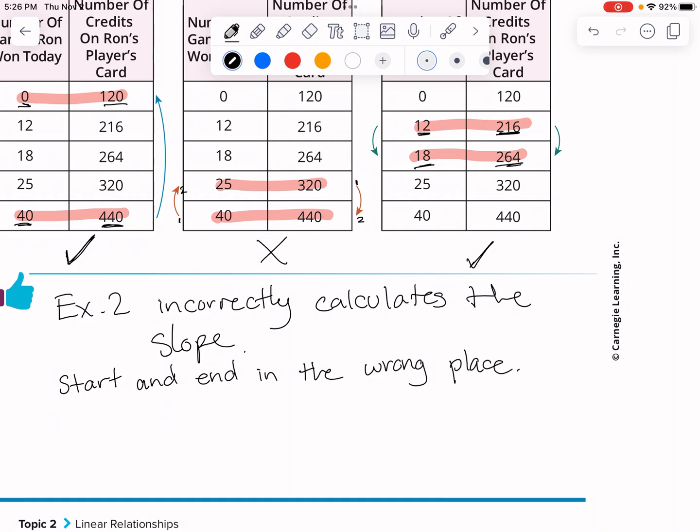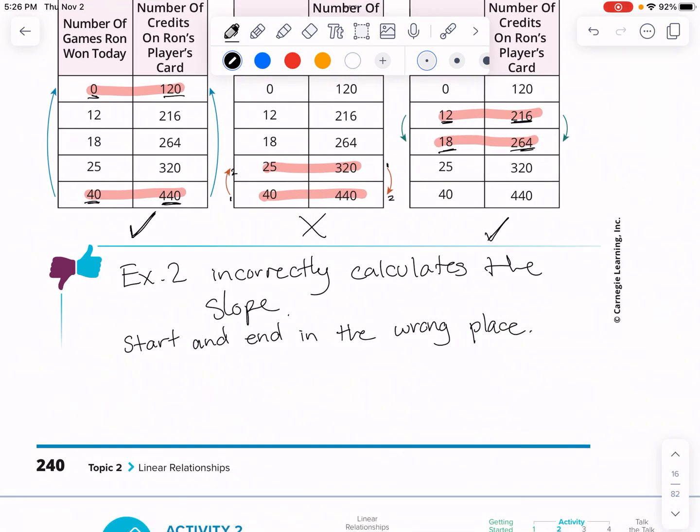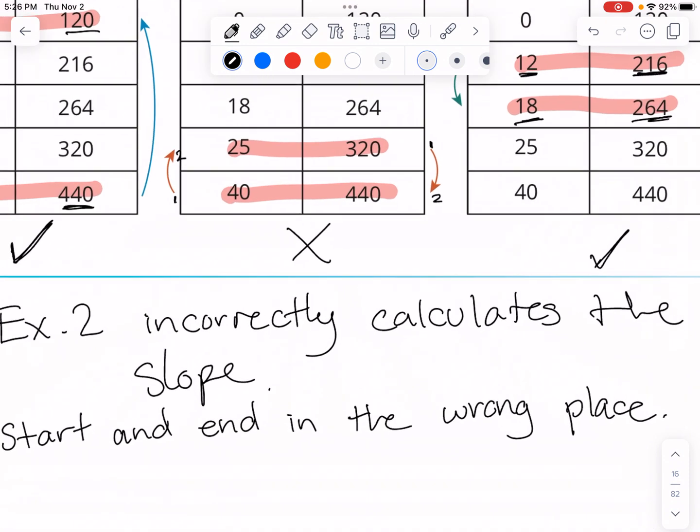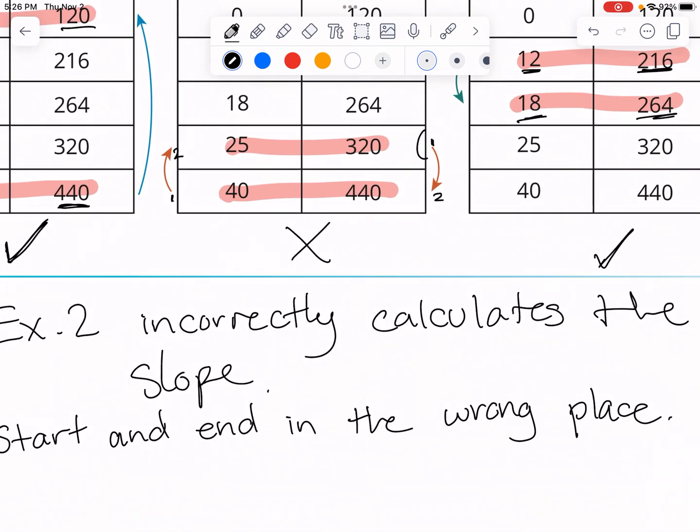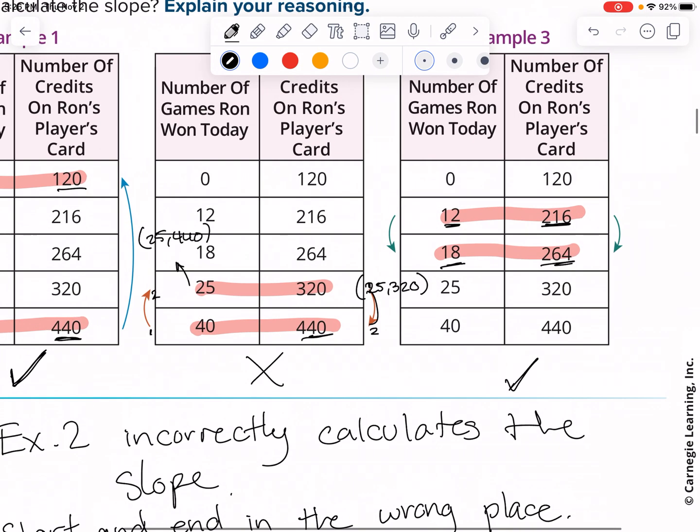It's got to be exactly the same position, exactly the same set of ordered pairs, because if we start this right here, this is an ordered pair. It is 25, 320. But if we switch it, really you're saying that this ordered pair here is 25, comma, you're beginning here, 440. That's not correct, right? We got to start in the same place, right? That's not an ordered pair that we have.